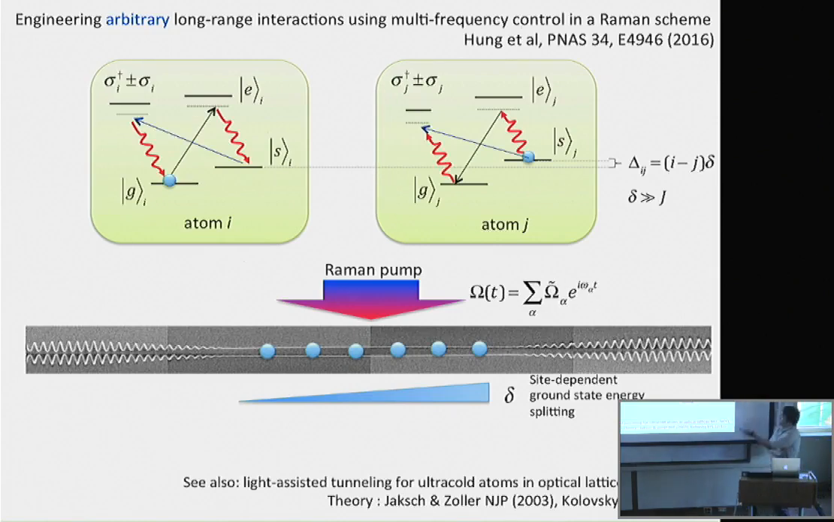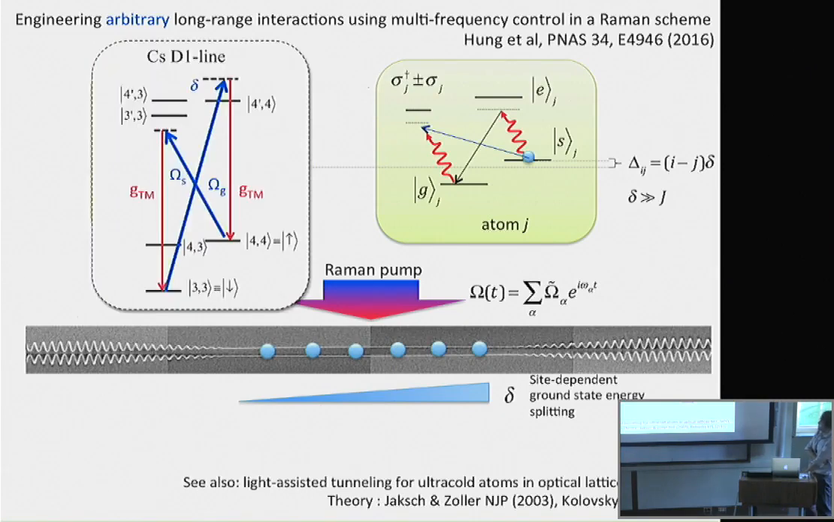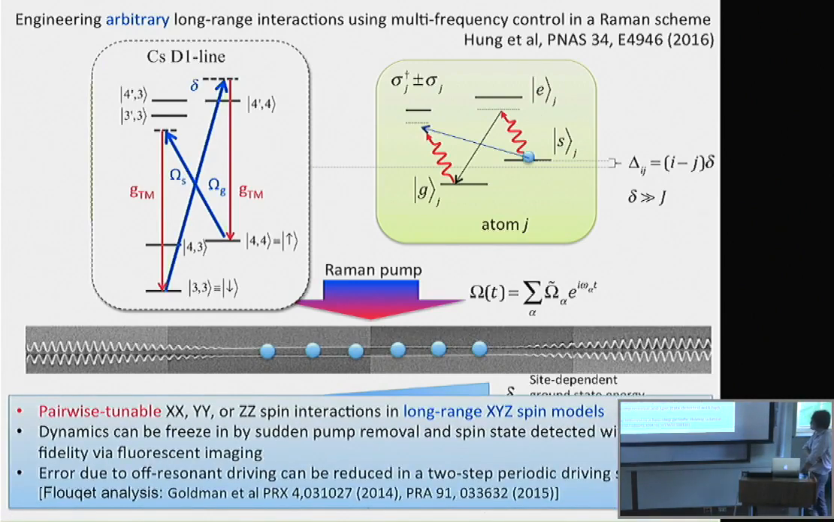Okay. And we can also put in different schemes to control not only the spin exchange interaction, but independently control XX and YY interaction. And this is the actual scheme for using atomic cesium to create this spin model. So basically all these dynamics can be fully engineered just by a single or multiple Raman pumps, depending on how you want your spin model to look. And the dynamics can be frozen by suddenly removing the Raman pump, and then we can start to look at the spin state of the atoms. So this is a way for spin state detection.